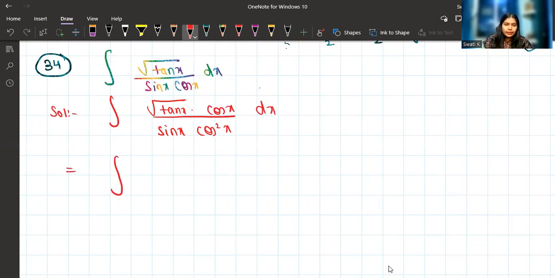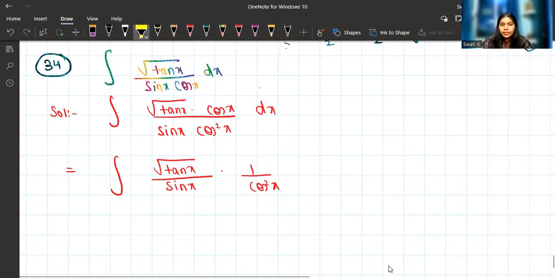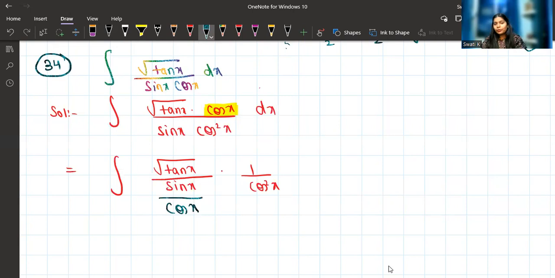Now this will become integration. This is root tan x as it is. I'm writing this sin x as it is. I'm writing this cos square x as 1 upon cos square x separately. And if you can notice, I can shift this cos x over here. It is same as this, because if this cos x is present over here, in the next step, it will go to the numerator, right? So I've just reversed back.